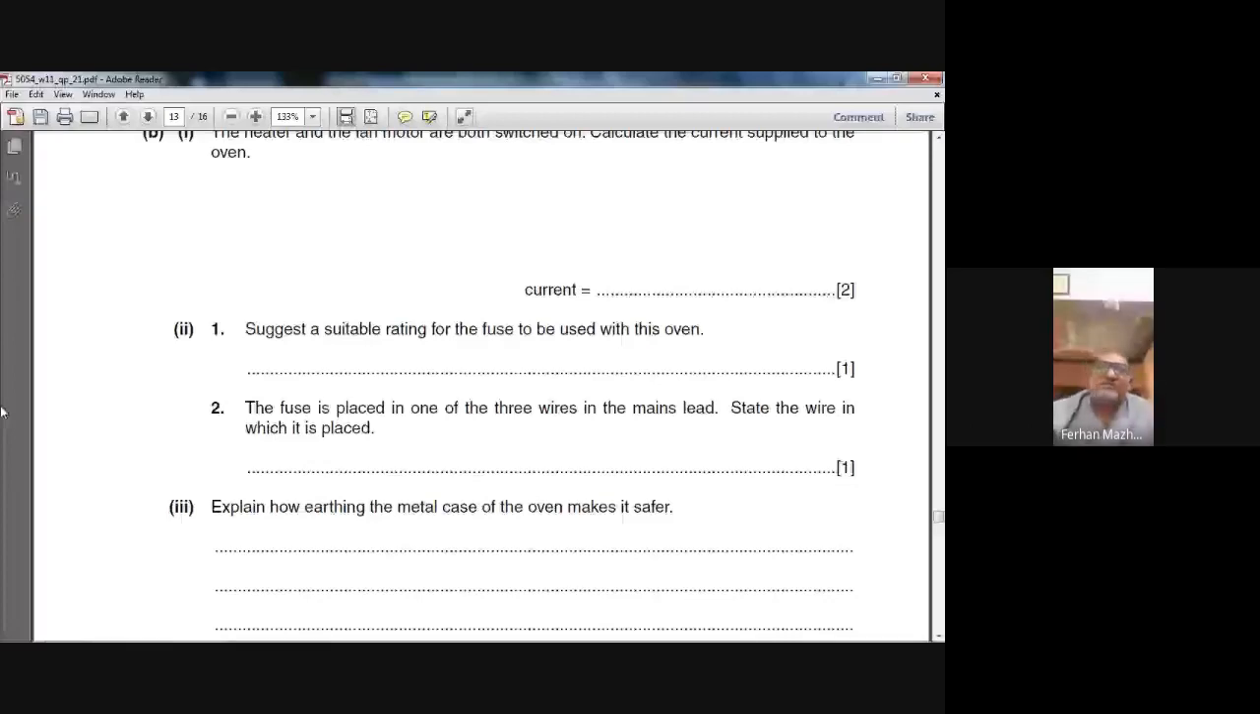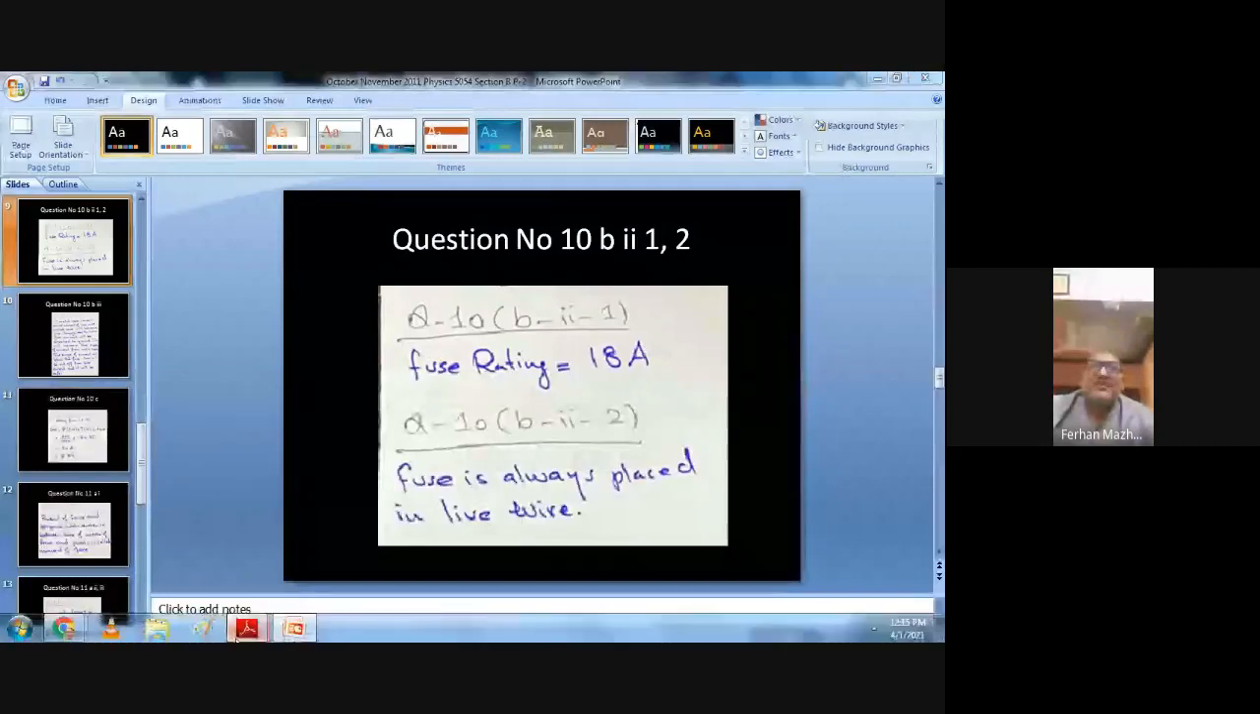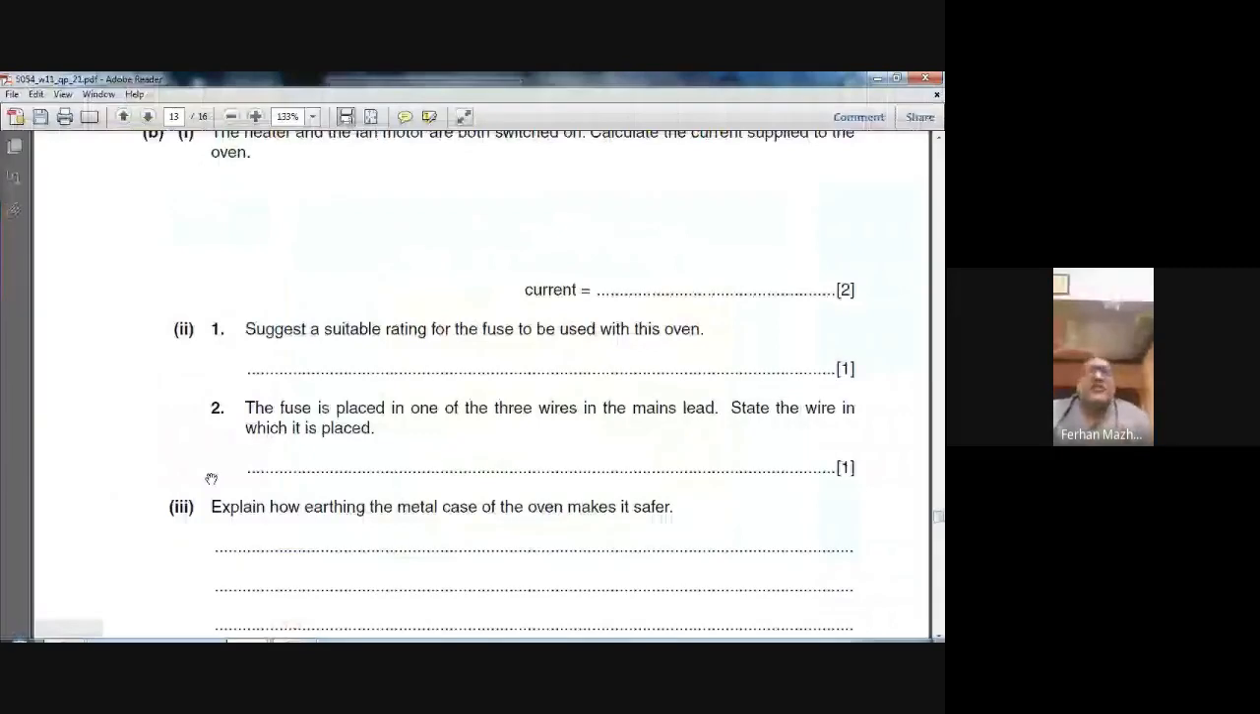Okay, let's see what I have chosen. I have also chosen 18 ampere. The next question is, the fuse is placed in one of the three wires in the mains lead. State the wire in which it is placed.